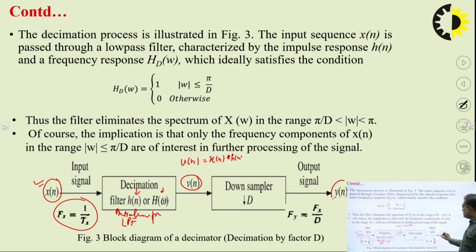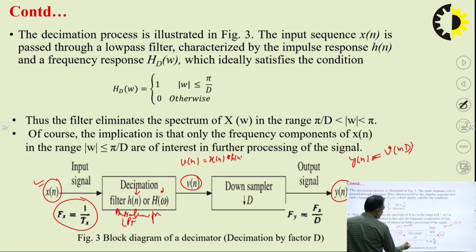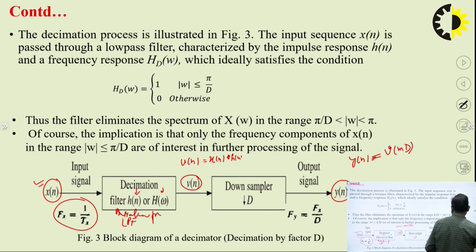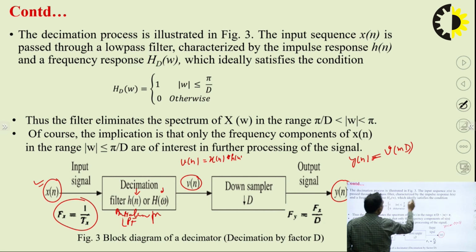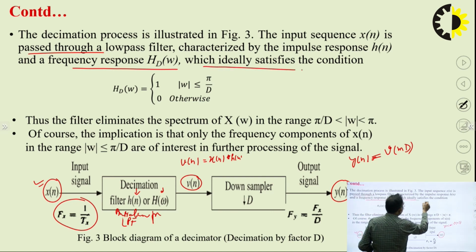Now what is the relation between y[n] and v[n]? y[n] is equal to v[nD], because the block here is a downsampler. So the output y[n] is obtained as y[n] equals v[nD]. Now what about this filter? In the decimation process illustrated in the figure, the input sequence x[n] is passed through a low pass filter characterized by the impulse response h[n] and a frequency response Hd of omega, which ideally satisfies the condition.